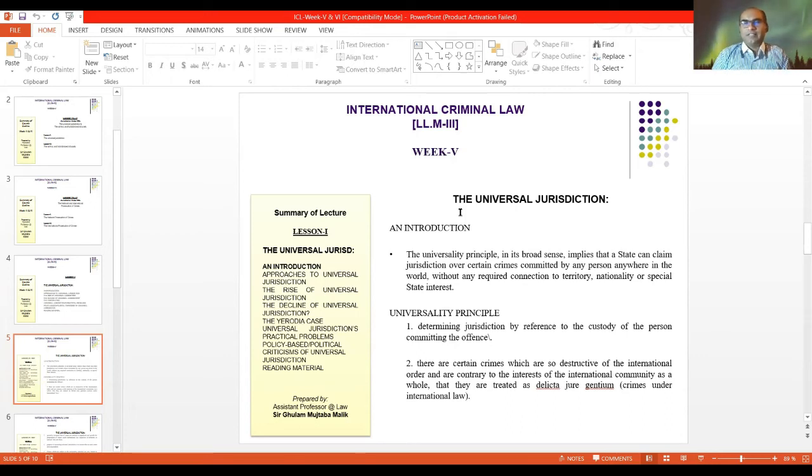Earlier, we discussed how to determine the factors of jurisdiction of states, which depend upon territory, nationality and special state interest. But this is universal jurisdiction. Any state can claim jurisdiction if the crime comes within the ambit of universal jurisdiction.